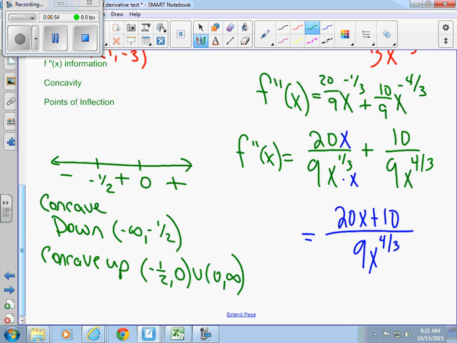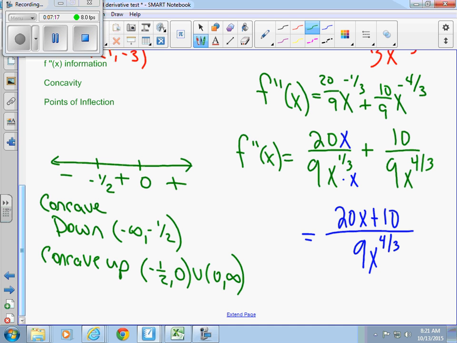Is there a point of inflection? Yes. Are there 2 points of inflection? No. Why not? Oh, the zeros are 1 and 1. Right, it has to change signs. Remember, the second derivative has to change signs. So the only point of inflection is at -1/2.